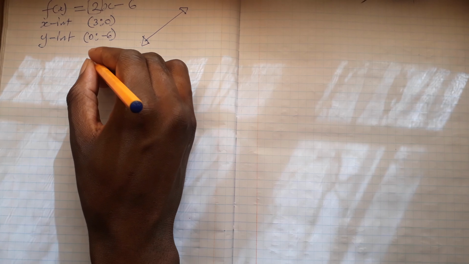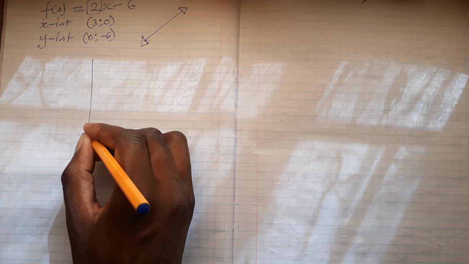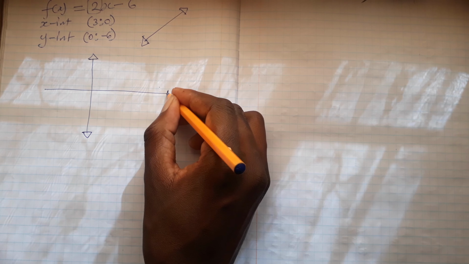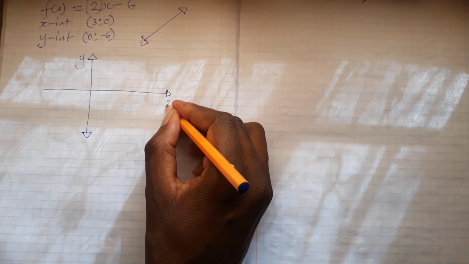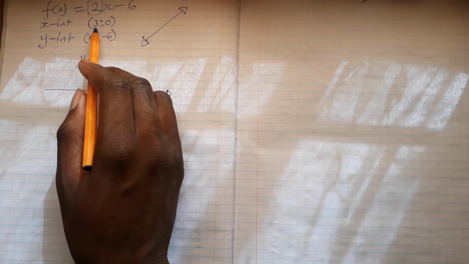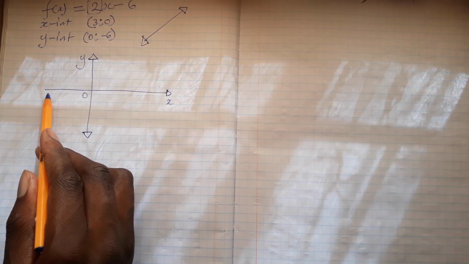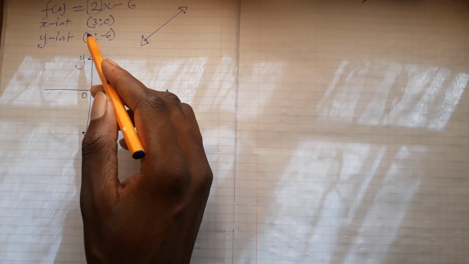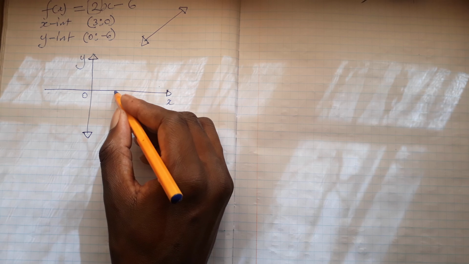So I'm going to draw my Cartesian plane here. Here's our Cartesian plane, y, x, and 0. Since we have our Cartesian plane, I'm going to write down my y-intercept and my x-intercept. What is the x-intercept? It's (3, 0). y is 0 anywhere on this line, and x is 0 anywhere on this line. So it means that our x-cut is at 3.